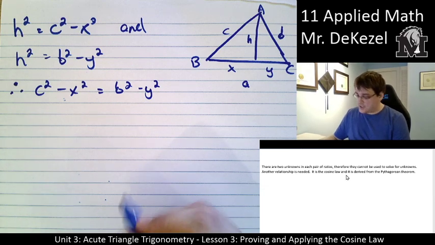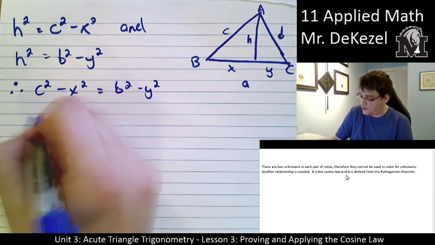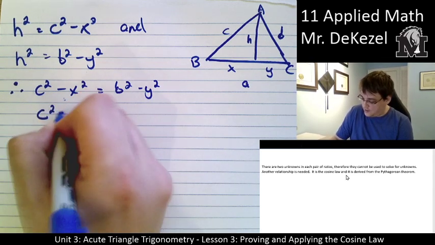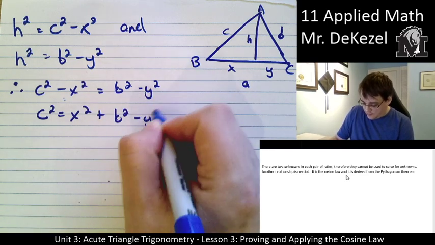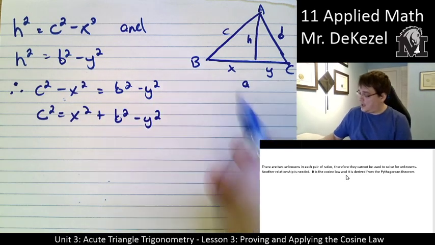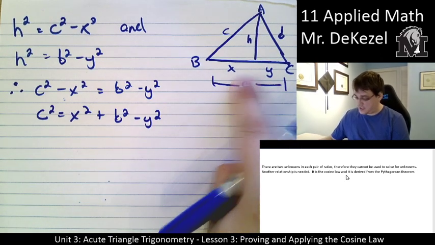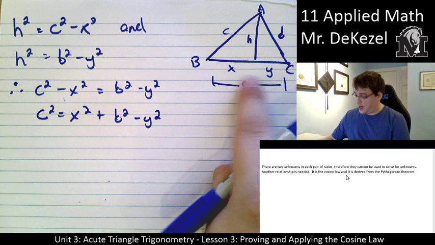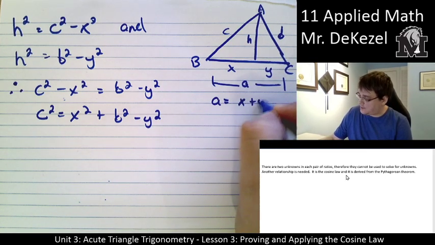We can rearrange this a little bit to get c squared all by itself on this side. So that's the same as saying c squared is equal to x squared plus b squared minus y squared. And I know that a is equal to the sum of x and y. So I can write this as a is equal to x plus y.